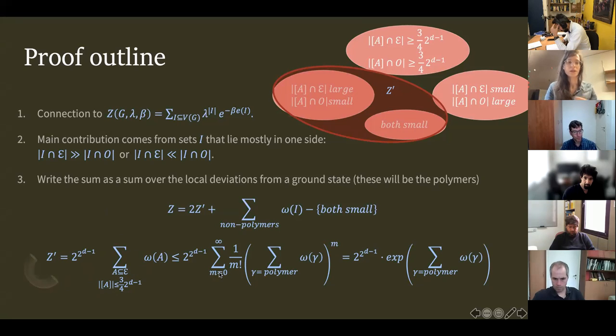And now we just want to split each set A into its polymers, and by just counting the possibilities, we get an upper bound. This is maybe quite a massive upper bound, but it can be written like this, which is just 2 to the 2 to the d minus 1 times the exponent of this sum of polymers. So we were able to move from summing over sets to summing over polymers that have more structure, and we have much more information about them, but we use this massive sum and this not really good estimation of this lower bound.